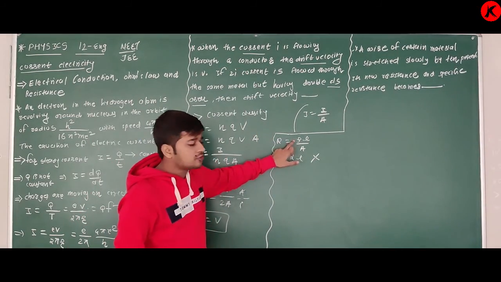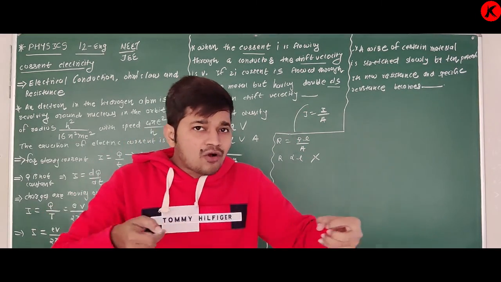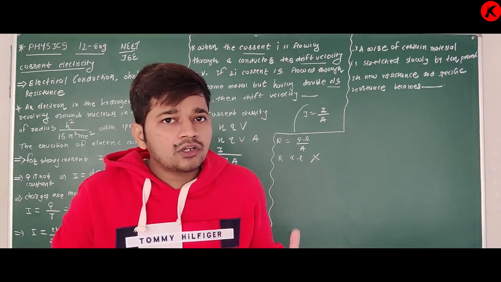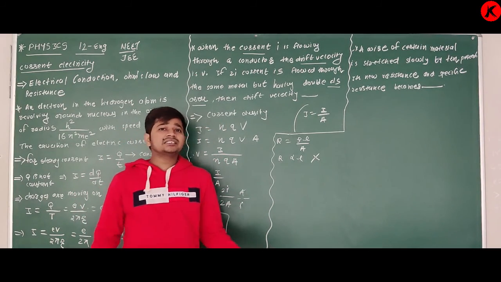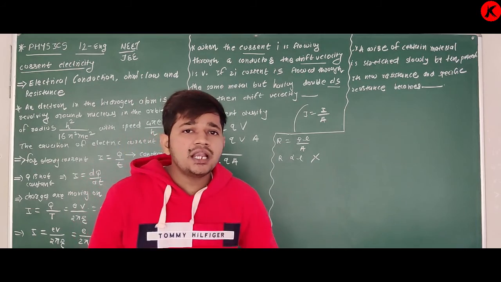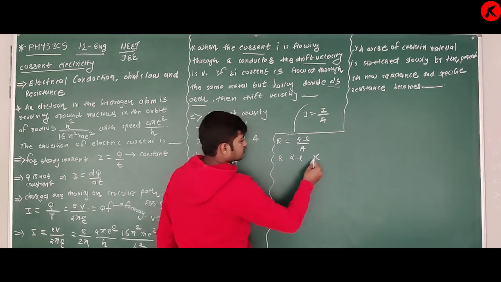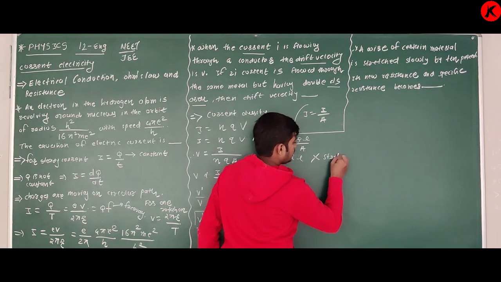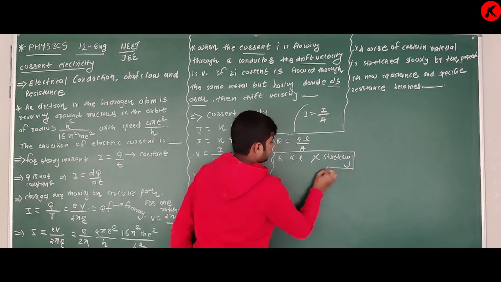Here rho is constant, but in case of stretching, cross-sectional area is not constant. As length increases, cross-sectional area decreases. So in case of stretching, we cannot write this directly.